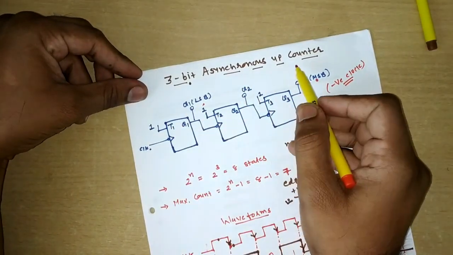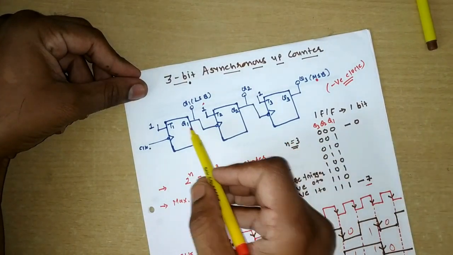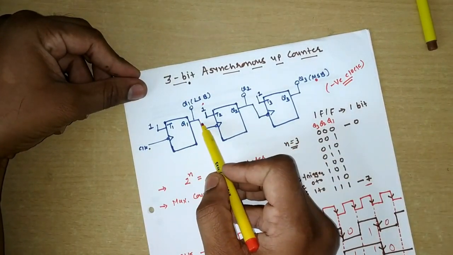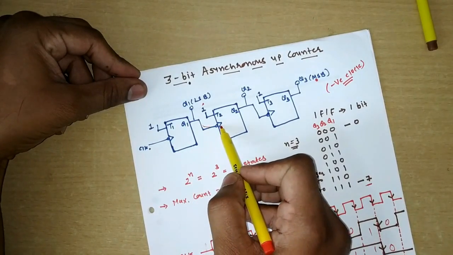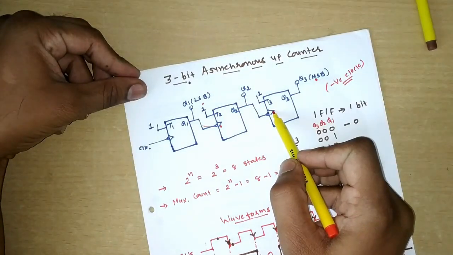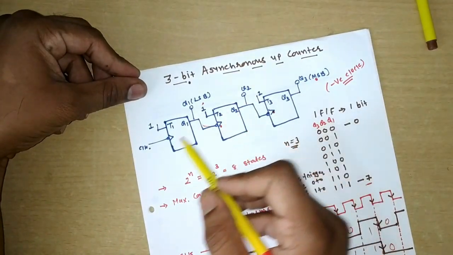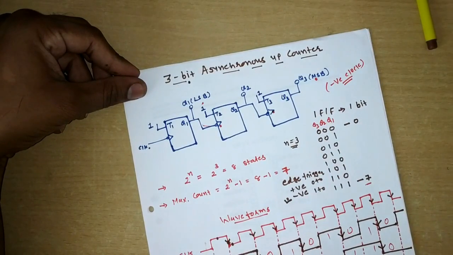These asynchronous counters are also referred to as ripple counters because of the way the clock ripples through the flip-flops. For the second flip-flop, the clock is the output of the first flip-flop. For the third flip-flop, the clock is the output of the second flip-flop. It ripples from one flip-flop to another. That is why it is also called the ripple counter.